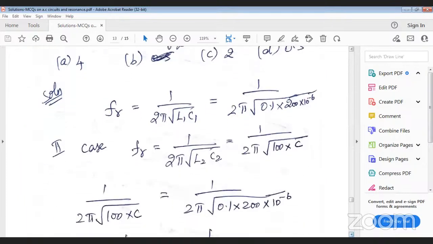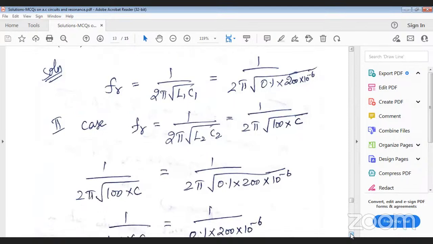So FR equal to 1 by 2 pi root of L1 C1. So L1 is 0.1, C1 is 200 microfarad. You are putting that, and then the same resonant frequency you need to maintain. That means FR is equal to 1 by 2 pi root of L2 C2, that is equal to 1 by 2 pi root of 100 into C. The C value we need to find out. So both have the same resonant frequency. So you need to equate both these equations.